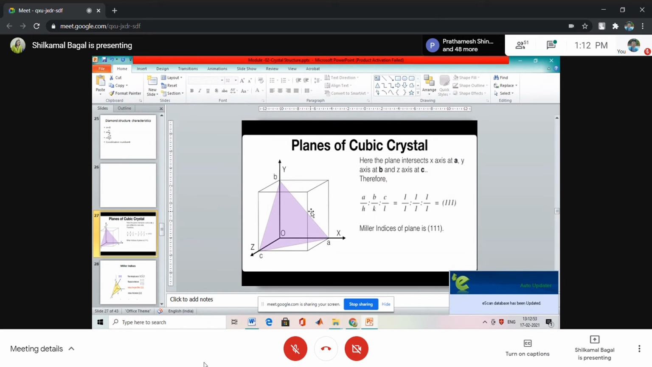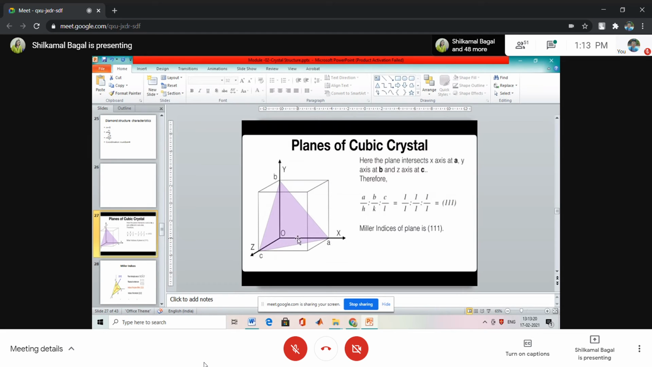Then this plane cuts the axis X at 1 unit. Suppose instead of what this plane is showing, it is cutting at this corner, that is the total length of the unit cell. If this plane cuts only up to here, it may be only half of the edge. Then that is the intercept of this plane.